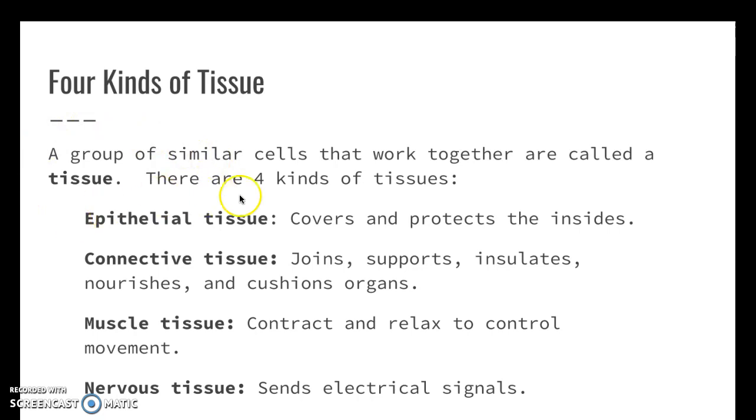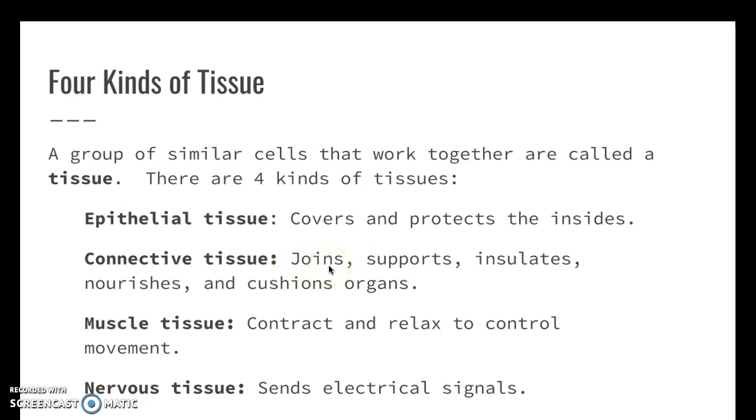There are 4 types of tissues, and you should write down what each type is next in your note-taking guide, and not what they are, but what they do. Epithelial are tissue that cover and protect the inside of an organ. Epithelial is the outer layer of tissue, and usually it serves to protect the insides. Then we have connective tissue. Connective tissues join, they support, insulate, nourish, cushion, everything.